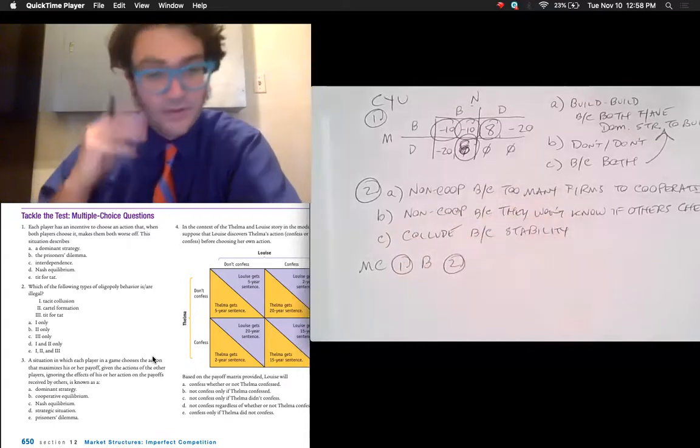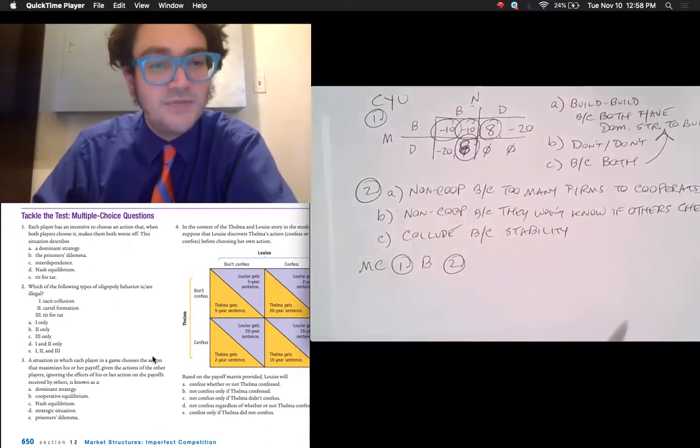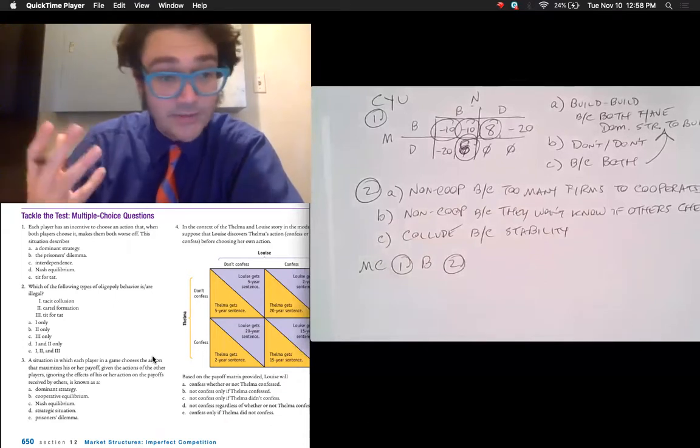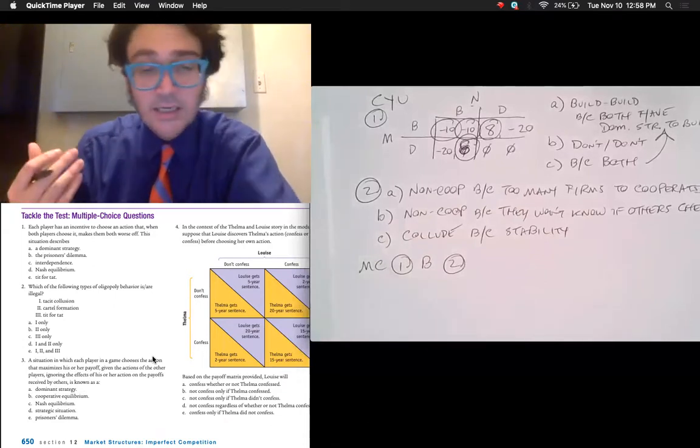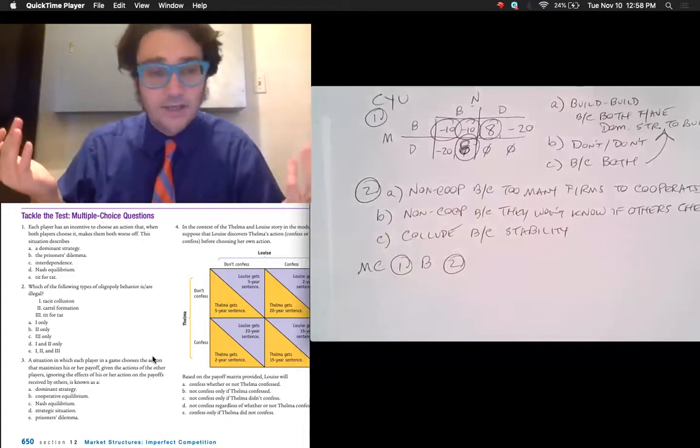The fancy name for it. And there's several examples in the book, and I think there's a multiple choice question too. What types of oligopoly behavior are illegal? Tacit collusion? No, that's not. Just kind of responding to each other and kind of tacitly colluding, that's not illegal.